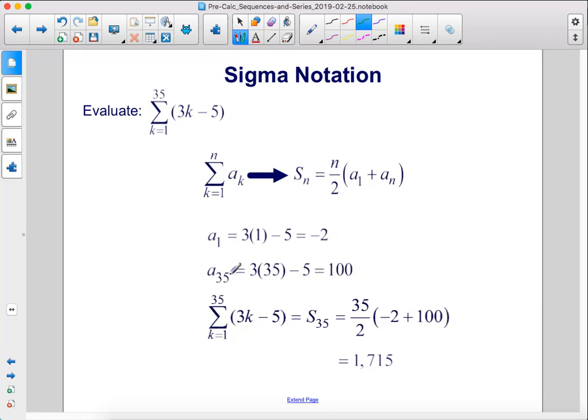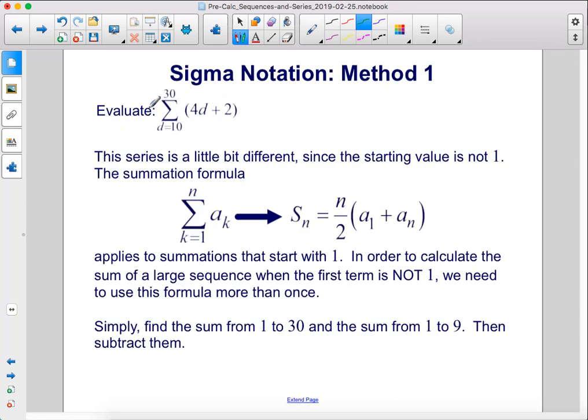And then we need to plug in 35 to get a sub n. N in this case is 35. So a sub 35, 35 times 3 minus 5 is 100. So now we have n, which is 35 over 2 times negative 2 plus 100. And that right here is 1,715.